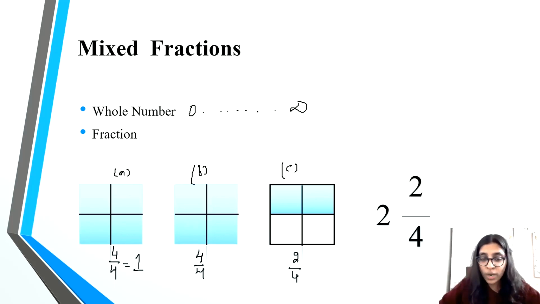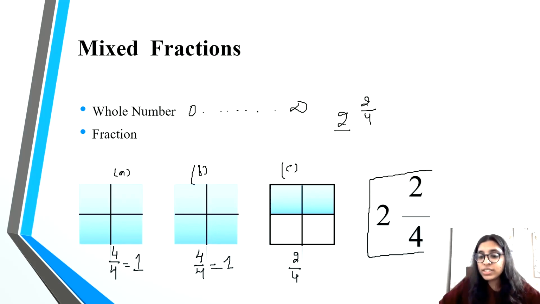I can write it as 1. Then again, this is also 1. And when I add, it comes out to be 2, which is a whole number, and a fraction that will be 2 upon 4. We express the mixed fraction in this form: whole number, numerator, and denominator.